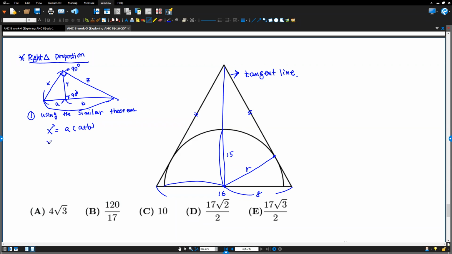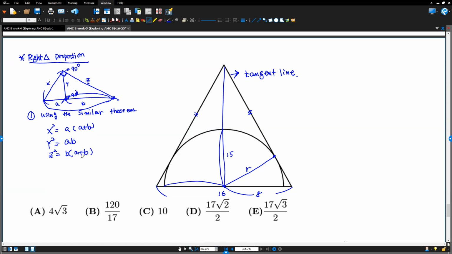Now our second one is Y squared. You have to measure from this point. Y squared is A times B. This is G squared, same as X. G squared equals, from here all the way down up to this point, B times all the way down up to here, B plus A or A plus B.